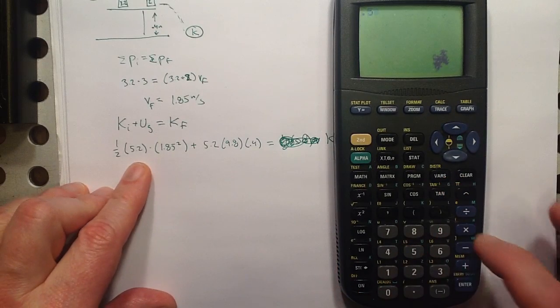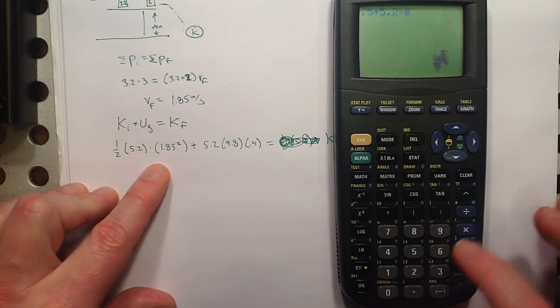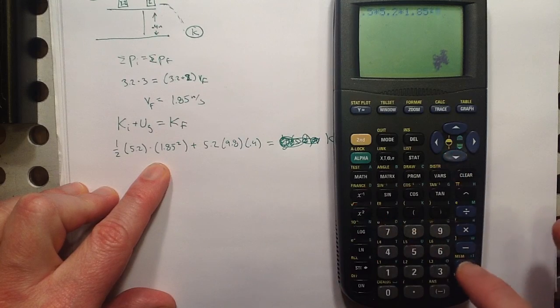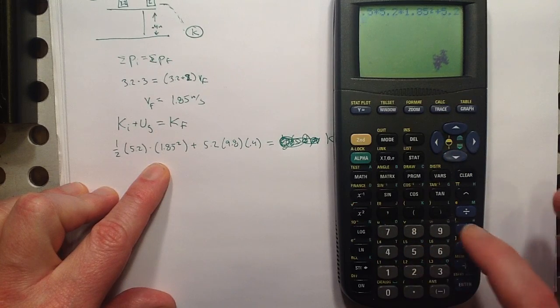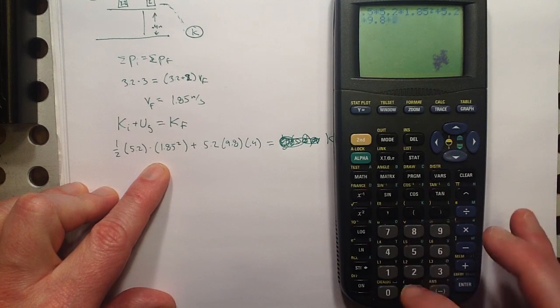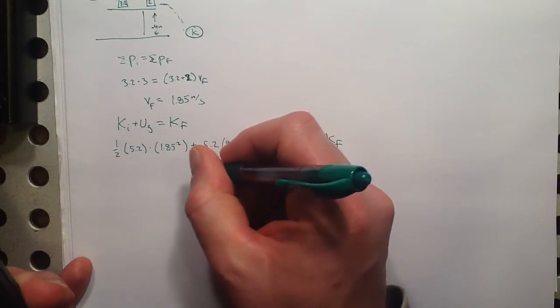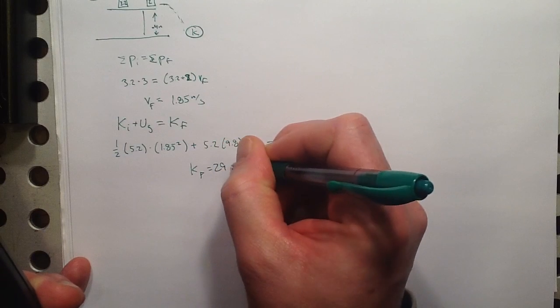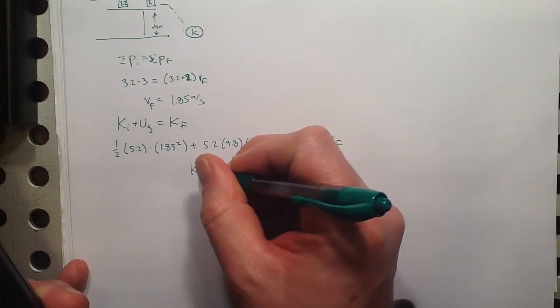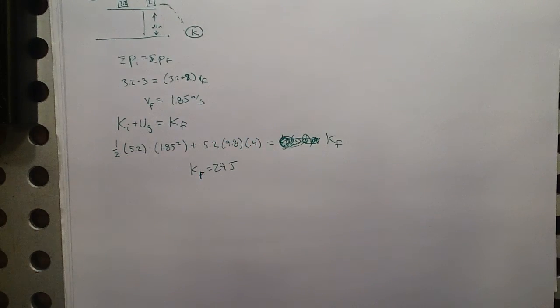So 1/2 m v squared plus m g h. It's about 29 joules. So a nice little bit of energy work. Nice little energy reminder, review, whatever you want to call it there.